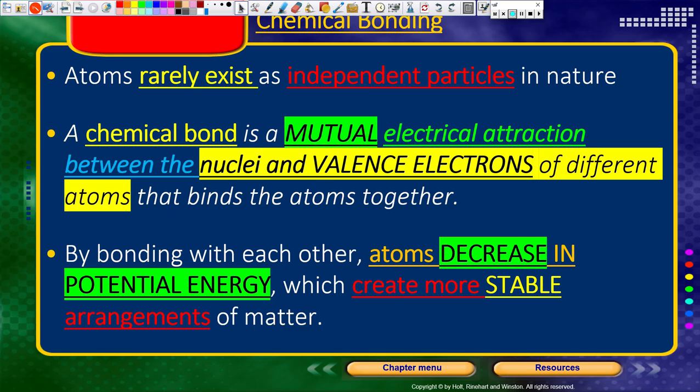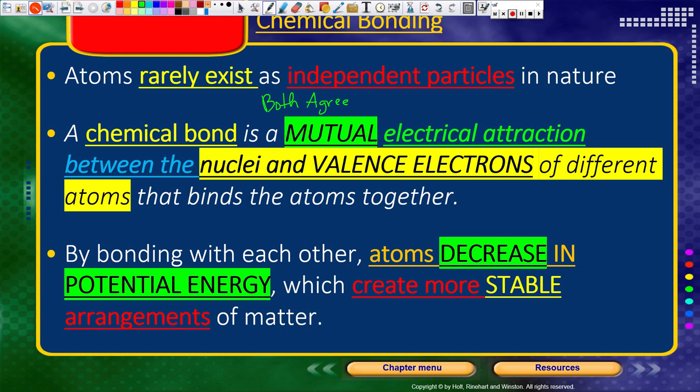I need you to know what a chemical bond is. What is a chemical bond? It is a mutual... What does mutual mean? Okay. So they both agree. They're both okay with it. It's not forced. Now, sometimes we can get to the point where it gets forced, and I'm going to talk about that, but most of the time it's mutual.